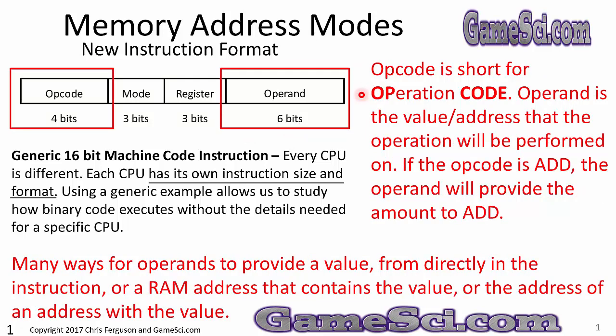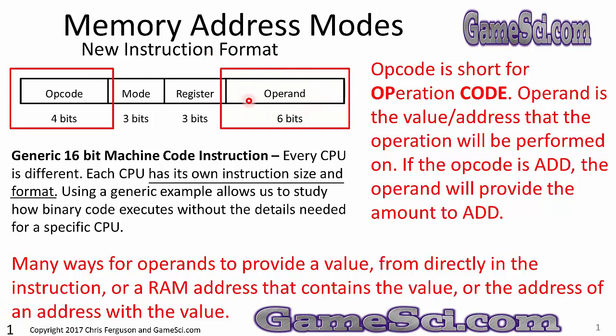Opcode is short for operation code. Operand is the value or address the operation will be performed on. If the opcode is add, the operand will provide the amount to add. Many ways for operands to provide a value, from directly in the instruction, or a RAM address that contains the value, or the address of an address with the value. The operand is what's used to perform the opcode.